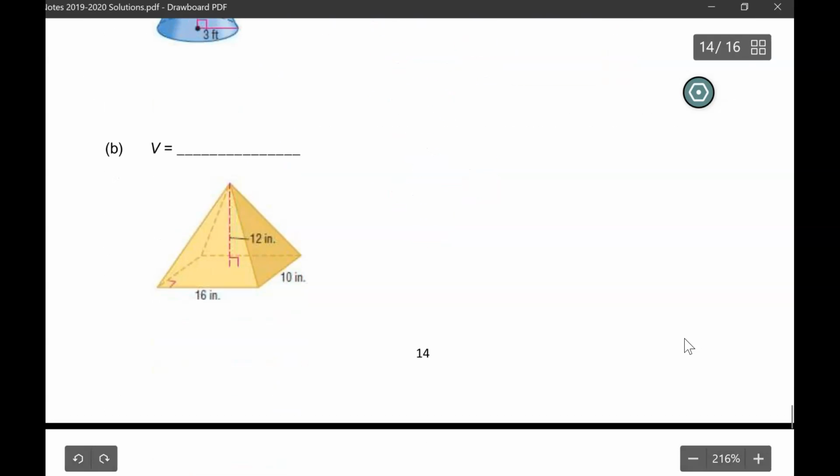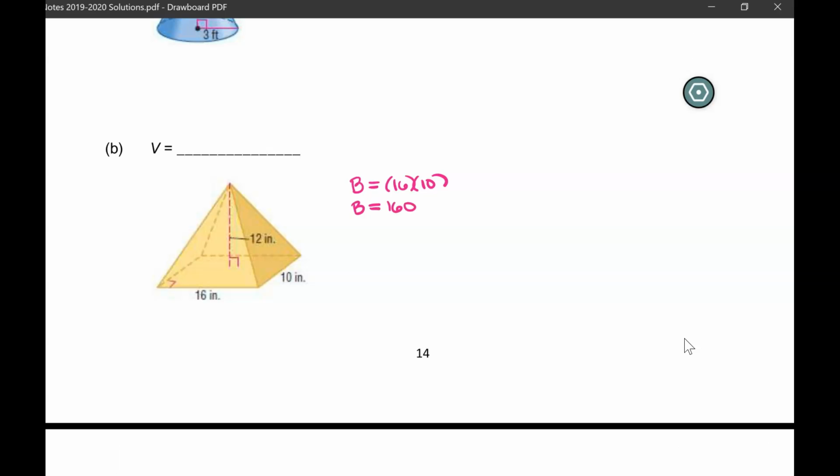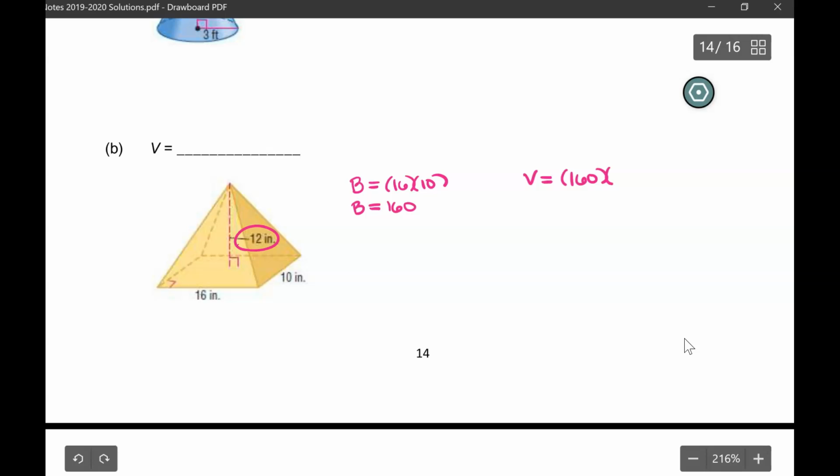Okay. All right, volume for the next one, it's a pyramid. Now, this is not a square base. If you notice, we have a 16 and a 10, so it's actually a rectangular base. So the area of the base in this case is going to be 160. And so the volume is going to be 160 times the height, which we see there is 12, and then we're going to divide that by 3. So 160 times 12 divided by 3 gives us 640 cubic inches.